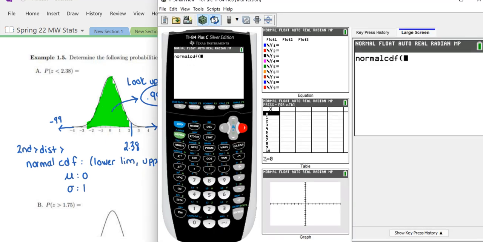But for some reason, it's not popping up on here. So here I'm just going to put negative 99, comma, 2.38 for my upper value. And then it'll give me 0.9913 and also further decimal places.